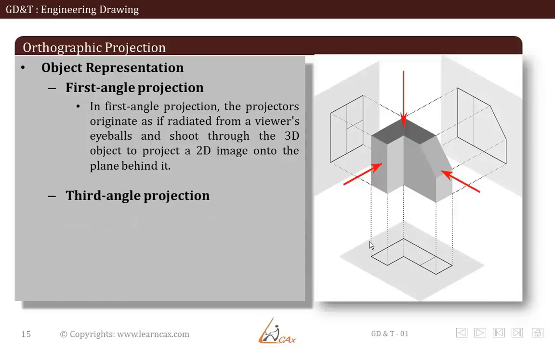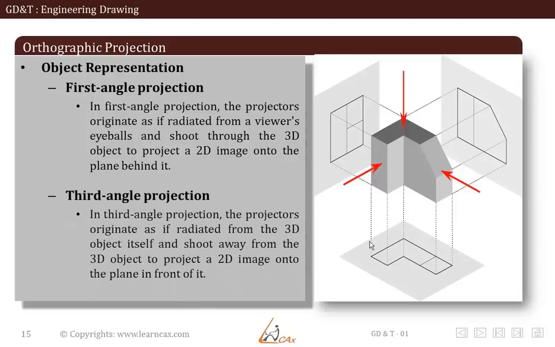Now talking about third angle projection, the projectors originate as if radiated from the 3D object itself and shoot away from the 3D object to project a 2D image onto the plane in front of it. The very basic difference between these two is the planes on which the projection has been drawn is either behind or else ahead of the part. In third angle projection, you will have the projector planes before the object.